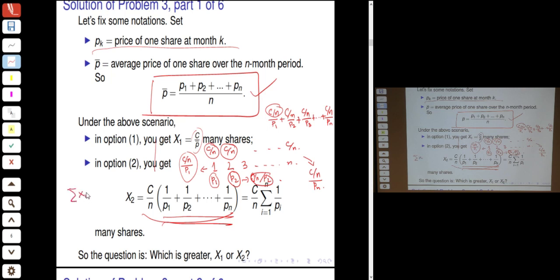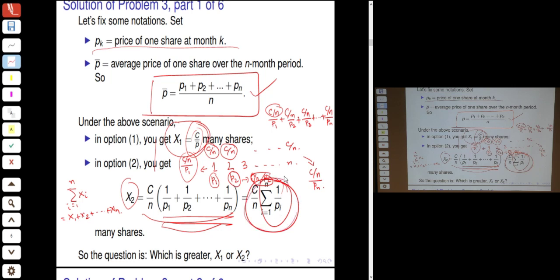So basically, the summation of xi, i equal to 1 to n, is simply a shorthand for x1 plus x2 plus dot dot dot up to xn. So you can write this as the summation of 1 over pi summed from i equal to 1 to n. So this is the number of shares which you get in option 2. Okay, so now it's a battle between x1, which is the number of shares you get in option 1, and x2, which is the number of shares which you get in option 2, and how do they compare.